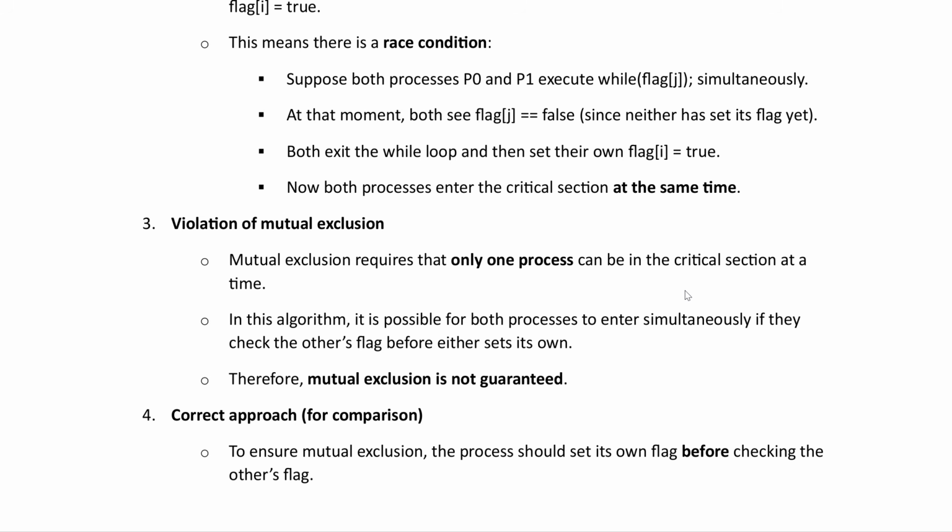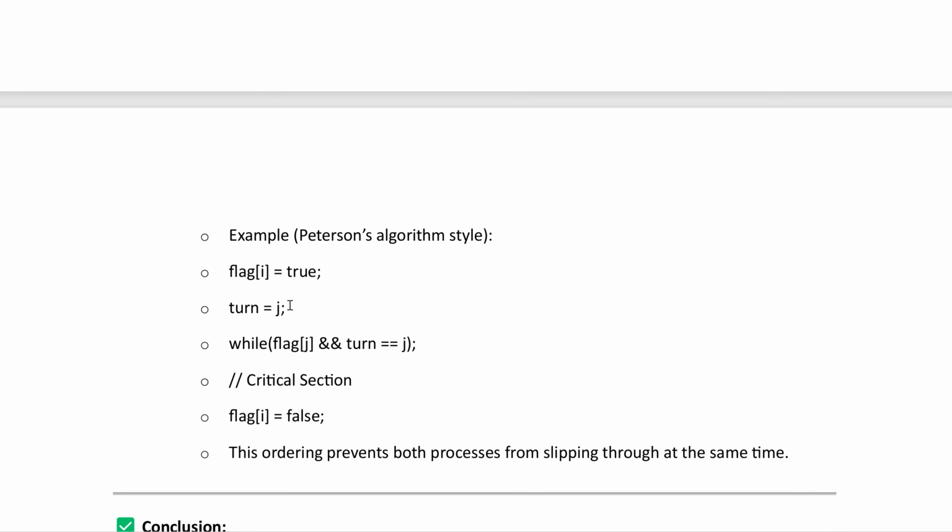Mutual exclusion requires that only one process can be in the critical section at a time. In this algorithm, it is possible for both processes to enter simultaneously if they check the other's flag before either sets its own. Therefore, mutual exclusion is not guaranteed. The correct approach is to ensure mutual exclusion: the process should set its own flag before checking the other flag. So the code should be like this.